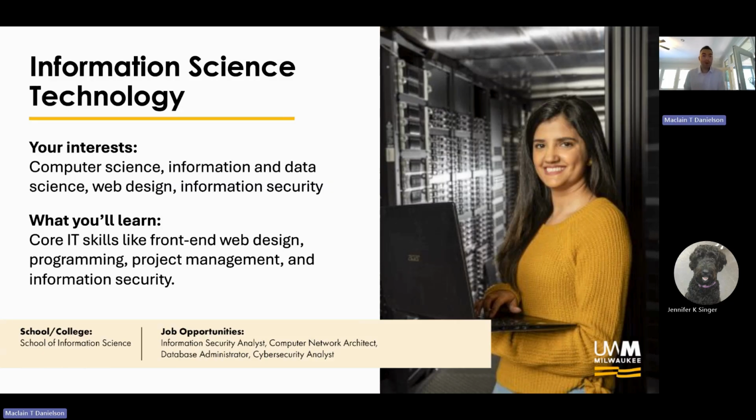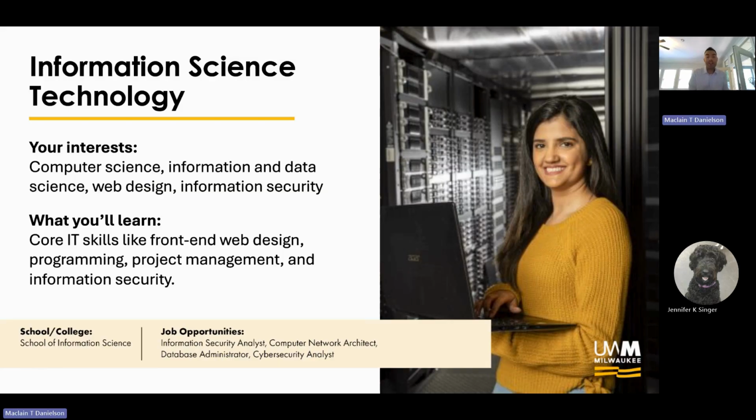Interests for this program would have to include computer science, web design, information security, things that the students would learn: front end web design, programming, project management, and information security. So information security and security in general is going to be the most important takeaway from here.